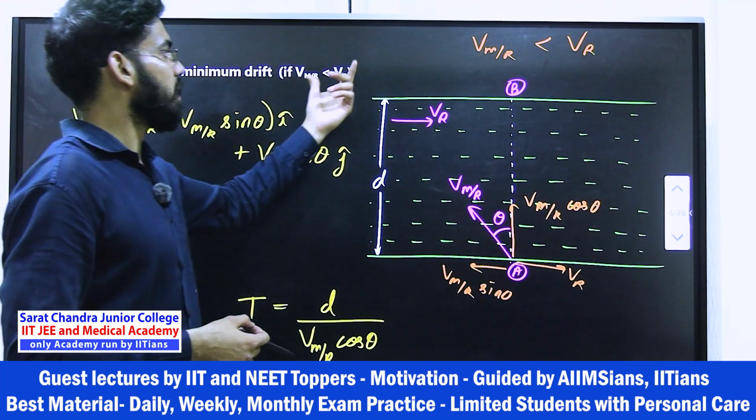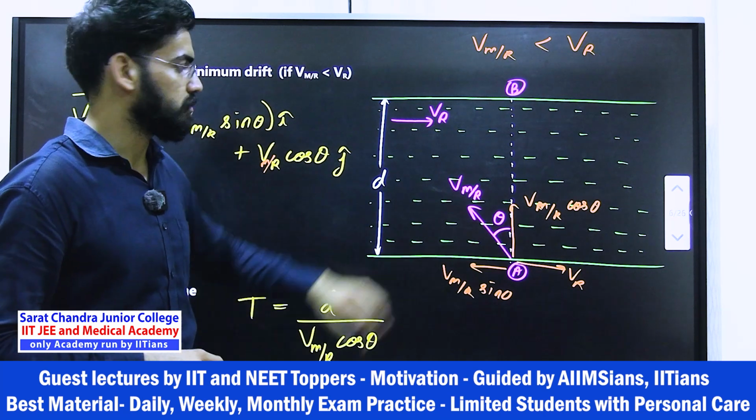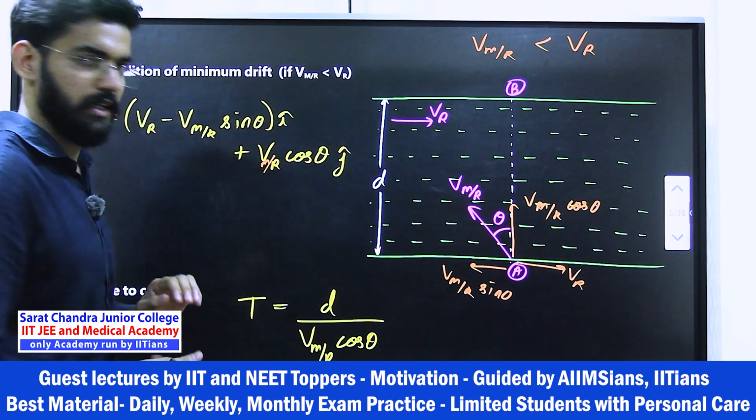When Vm by r is less than Vr. This is what. I hope this is clear. Thank you.